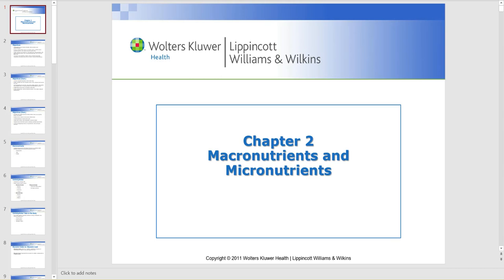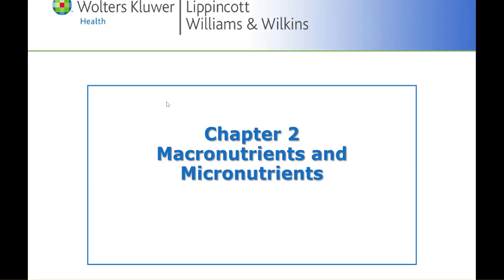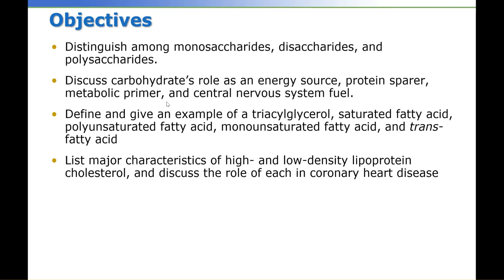Okay, we're going to go into chapter 2, macronutrients and micronutrients. Let's get started here. Objectives of this chapter are to distinguish amongst the monosaccharides, disaccharides, polysaccharides, discuss carbohydrates' role as energy source, protein sparer, metabolic primer, central nervous system fuel.